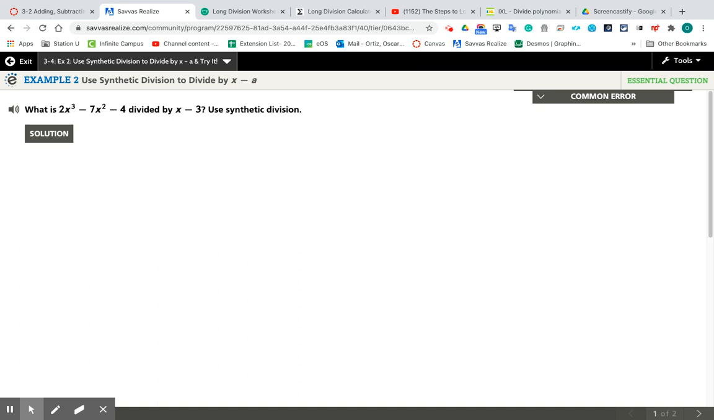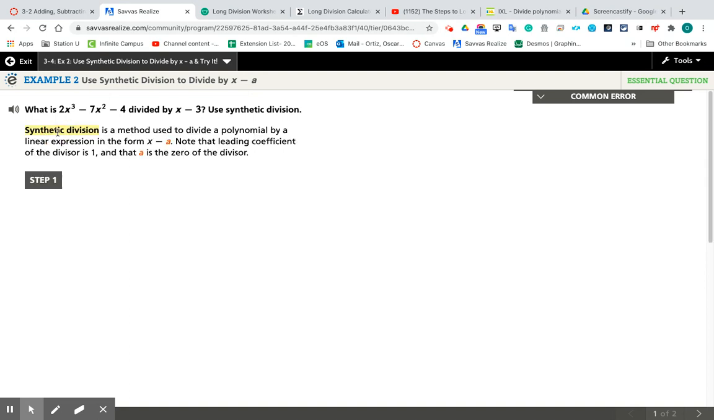Now we will go over example 2, in which we are using a special process to divide polynomials. This process is called synthetic division, and synthetic is a word for a simpler way. So please don't think it's harder, it's actually simpler. In this case, we are dividing this polynomial by x minus 3. It cannot be used for dividing just any two polynomials. The polynomial that you're dividing by has to be of the form x minus a.